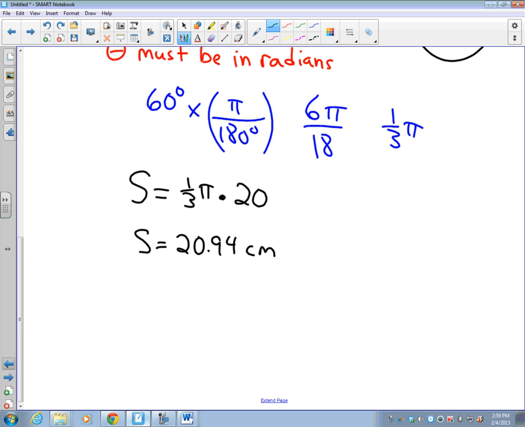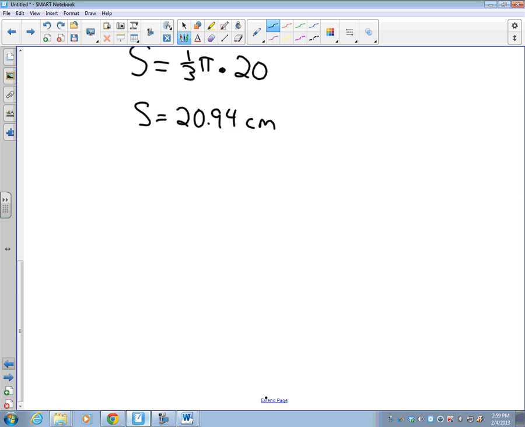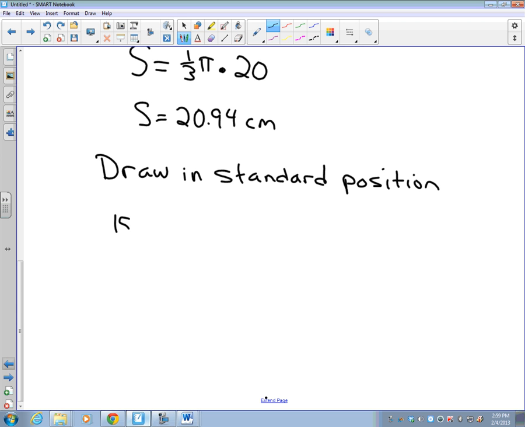Oh, I see, yes. I should show you one other thing. When I ask you to draw in standard position for number 3, you've done this before. If I ask you to draw 150 degrees in standard position, it would look something like this. This is how you draw 150 degrees. You know that it's 90 till here? So it would be somewhere around here. Does that make sense?